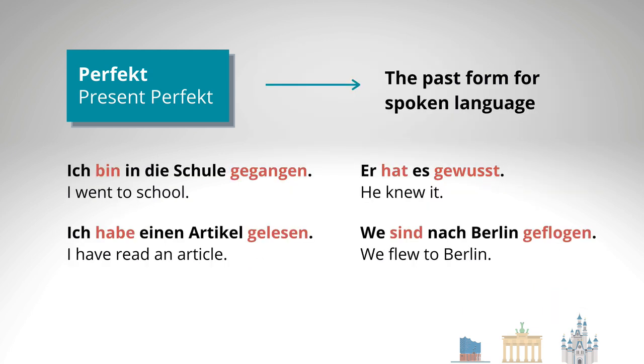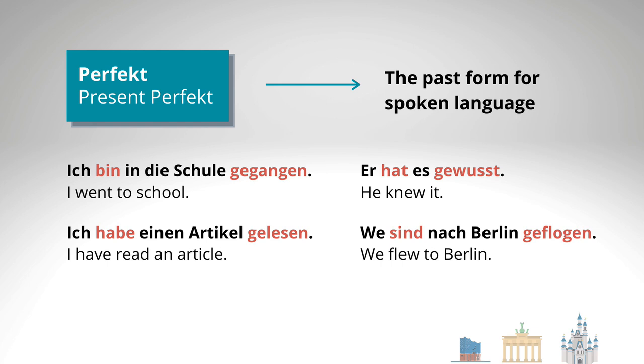That way you can form sentences like Ich bin in die Schule gegangen, for example. Bin gegangen. Ich bin in die Schule gegangen. Er hat es gewusst. He knew it. Er hat es gewusst. Ich habe einen Artikel gelesen. Habe gelesen. Have read. Wir sind nach Berlin geflogen. Sind geflogen. And so on. We always have the Hilfsverb or auxiliary verb at first. And then we add the Partizip Perfekt. Now to its usage, because there's a little difference between the past perfect in English and the perfect in German.